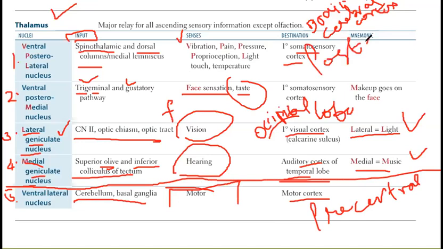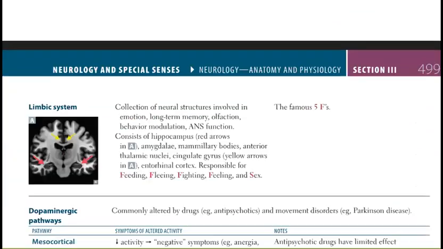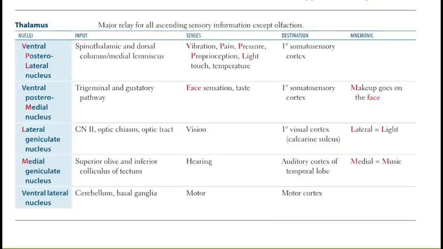So please remember these little things. These are very, very basic of your neuro. No, they have given only 5 in this book. So we have these 5 nuclei from the thalamus. You have to learn this chart. Please learn this chart.